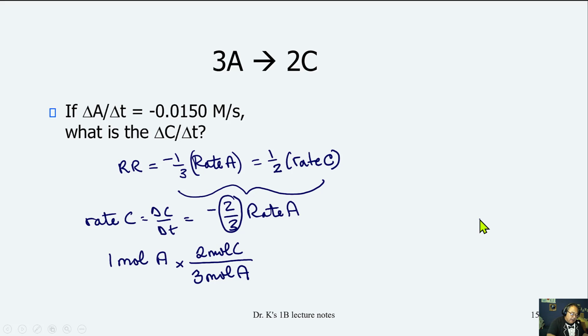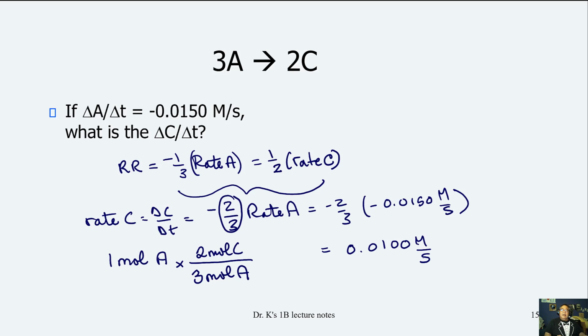So anyways, I'll go ahead and do this calculation. So it's negative 2/3 times negative 0.0150 molarity units per second, like this. And that ends up being 0.0100 molarity units per second, like that. I picked numbers that I could do the math in my head, so hopefully I did it right. Okay, there you go. So that's it for this segment. I'm gonna stop and see what's next.